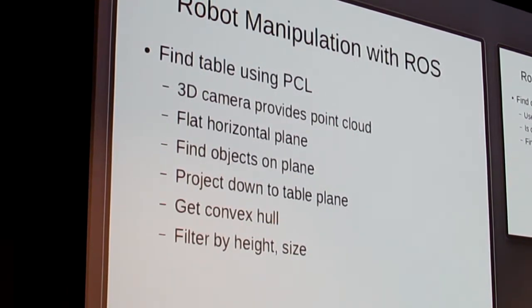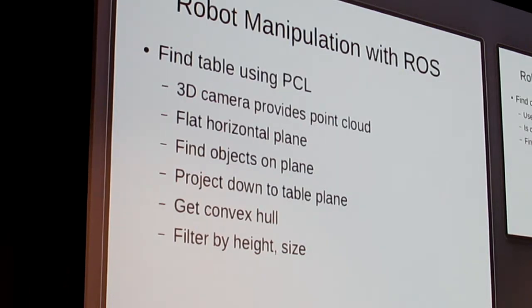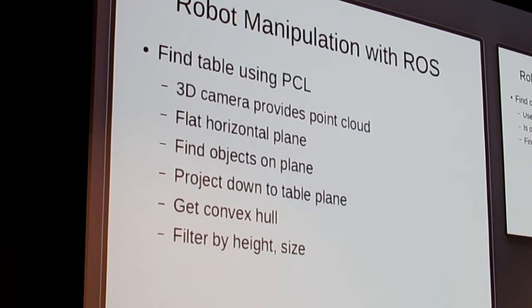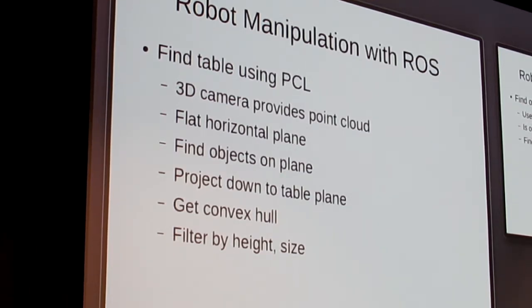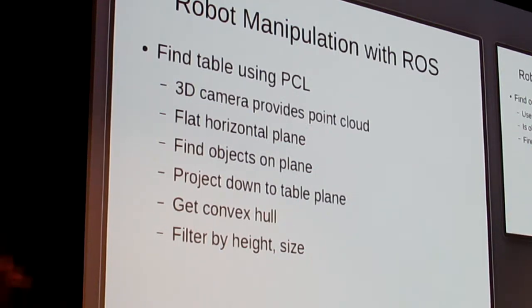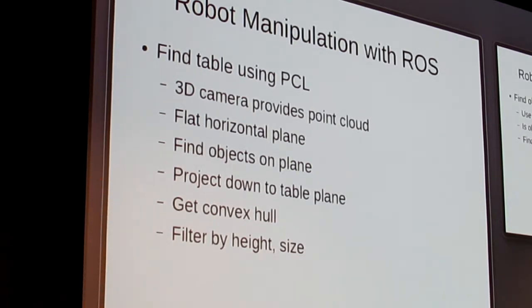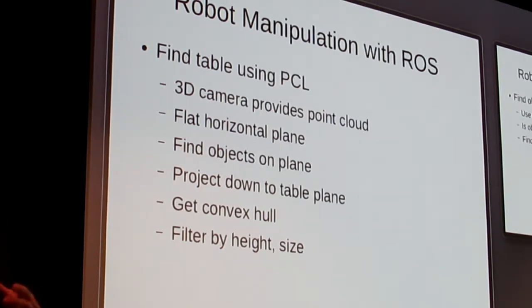So over there is a table, okay? You have a 3D camera pointed at the table, and it comes up with a cloud of points on it. And from there, you use this thing called Point Cloud Library, and you find the flat horizontal plane, and then you find the objects that are sitting on that plane, and you project them back down to the plane, and then you can figure out the convex hull, kind of like the circumference of that, and then you filter it out by height and by size, and you say, that's a table.